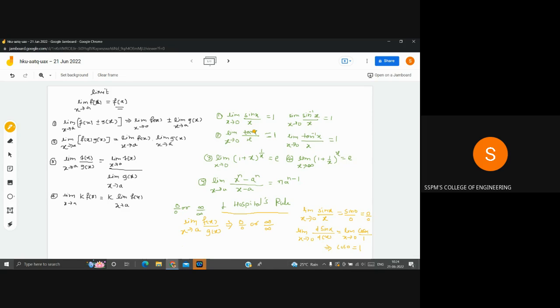So derivative of tan x is what? Sec square x, and upon derivative of x is what? 1. And on their sec square x, when you apply the limit as x tends to 0, sec 0 is 1, 1 square is 1. Hence the limit of tan x by x as x tends to 0 is 1. This is possible only by L'Hospital rule.